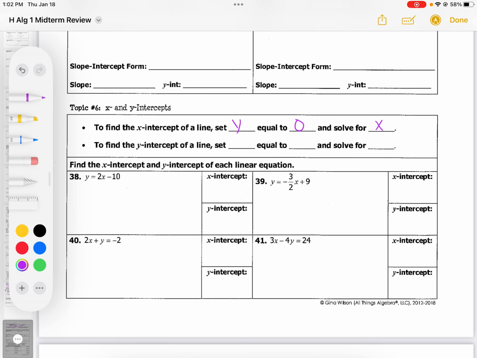Vice versa, to find the y-intercept, if it's not already in slope-intercept form, which I can see one of these equations below, or 2 of them are already in slope-intercept form, so you can see the y-intercept from the start. But if not, then what you do is you set x equal to 0, and you solve for y. That's because when a line is on the y-axis, its x-coordinate is 0.